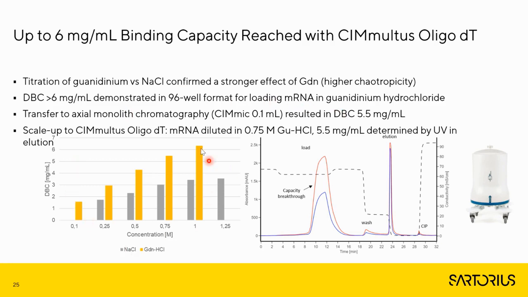We optimized this in a 96-well format, transferred it to a column scale-up format, and actually demonstrated that if we determine 6 mg per mL in a 96-well plate, we then demonstrate 5.5, so only 10% less binding capacity in a column format, meaning this is quite a nice scale-down model for oligo-dT.